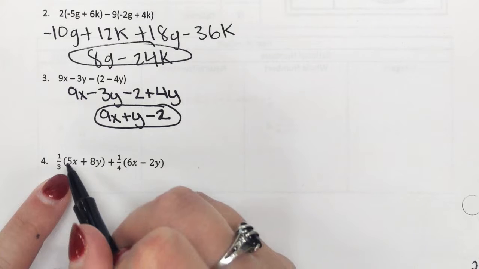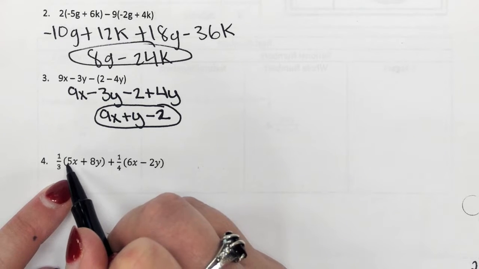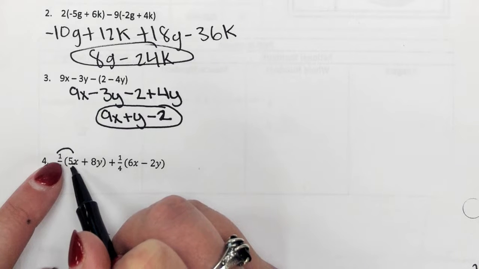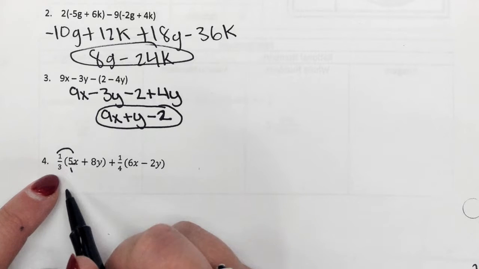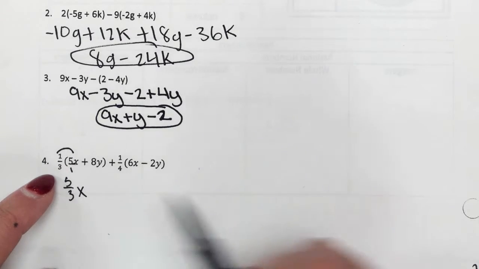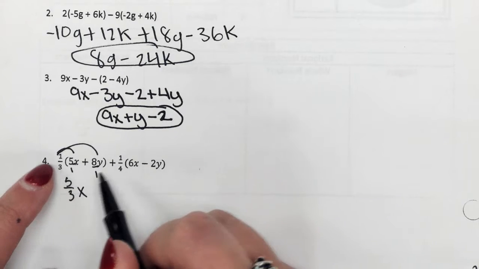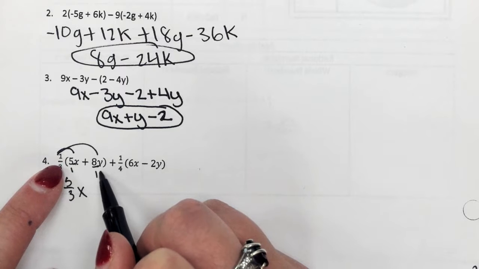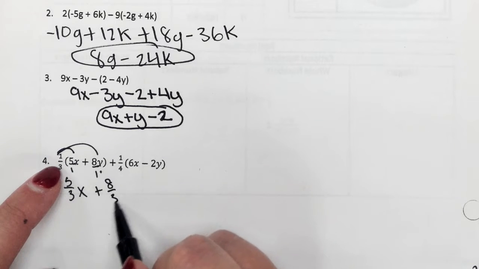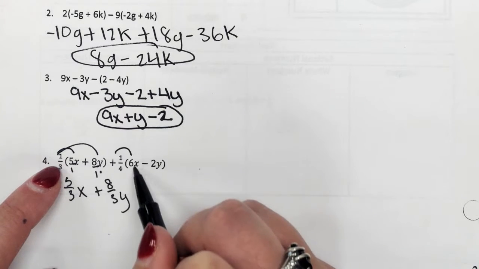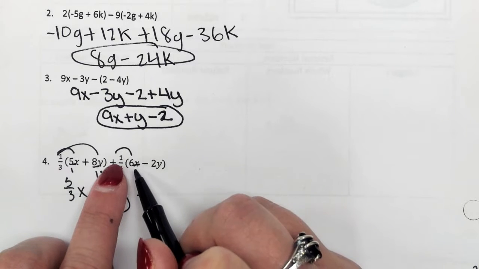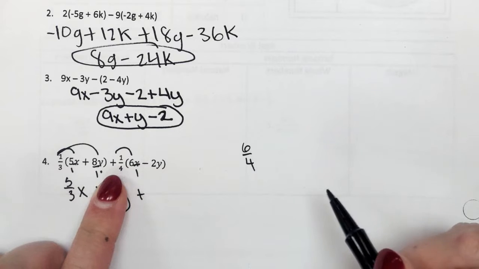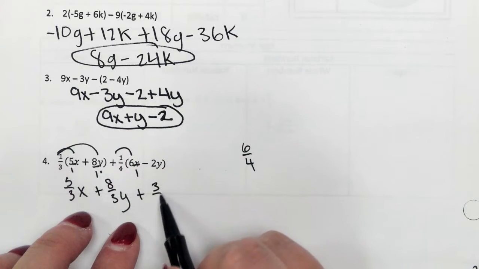Okay, how do you make this 5 a fraction? Over 1. And then you just distribute, right? So what's 5 times 1? And what's 3 times 1? So that's 5/3. Okay, same thing here. 8 over 1. What's 8 times 1? 8. What's 3 times 1? So it's 8 over 3y. Plus, distribute here. What's 6 times 1? What's 4 times 1? So it's 6 over 4. What's that reduce to? 3 over 2.